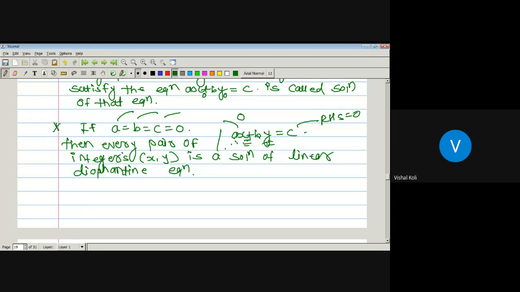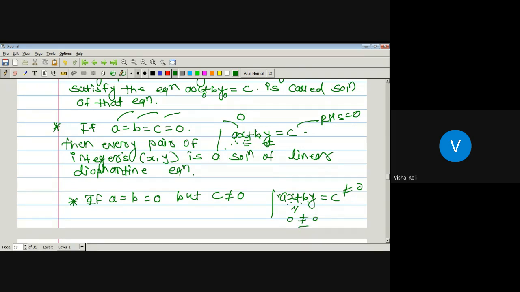But if a is 0 and b is 0 but c is not equal to 0. Okay, so whenever we have a equal to 0, b equal to 0 and c is not equal to 0, in ax plus by equal to c, what should be the values of a and b? a is 0, so 0 into x is 0 plus 0 into y is 0. So what should be the LHS? LHS is always equal to 0. Whether it is possible that 0 is not equal to 0.